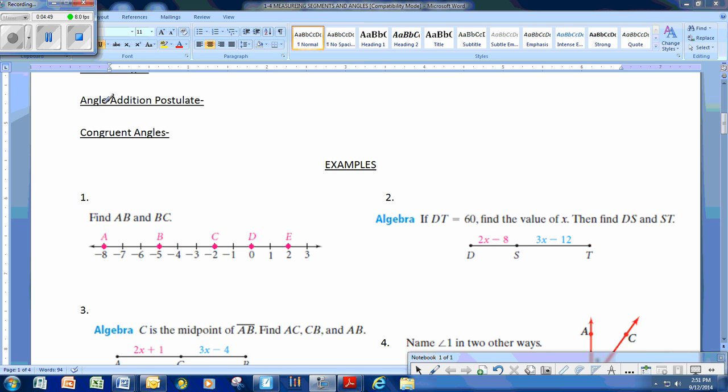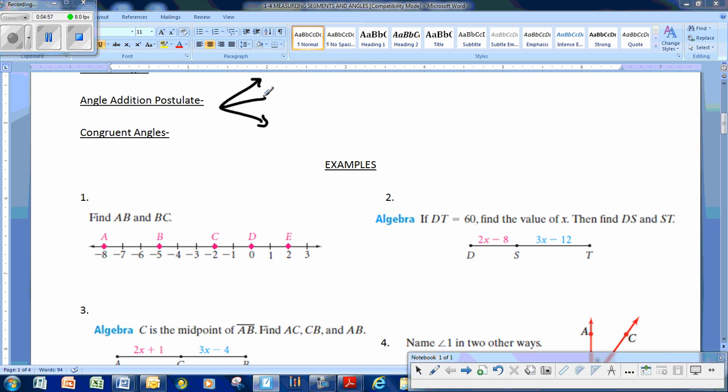Next, we're going to talk about the angle addition postulate. It's very similar to the segment addition postulate. If I have an angle broken up into maybe 2 or 3 different angles, and let's say this angle up top is 20 degrees and the angle below it is 30 degrees. If I add them together, that's going to give me the total angle of 50 degrees. That's basically what the angle addition postulate tells us. Finally, vocabulary, we have congruent angles. These are angles with the same measure.